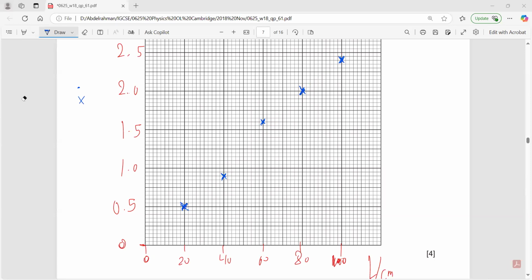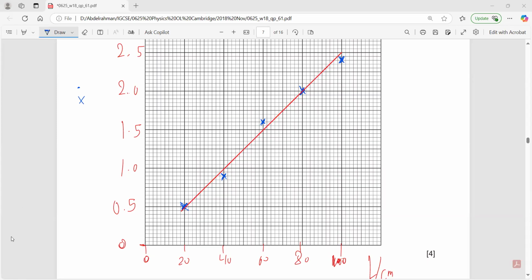And 2 of the points are above. Hold on, let me draw it again. Okay, it's going only through 2 points. 2 of the points are below the line, and only 1 point is above, which is okay. This is definitely correct.